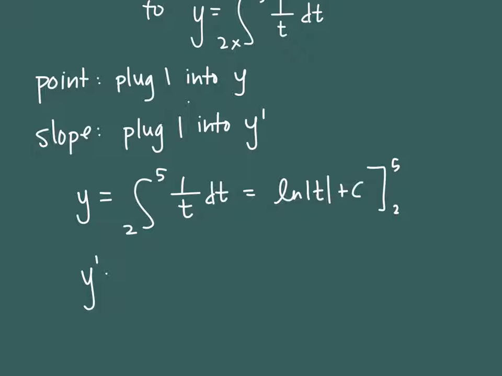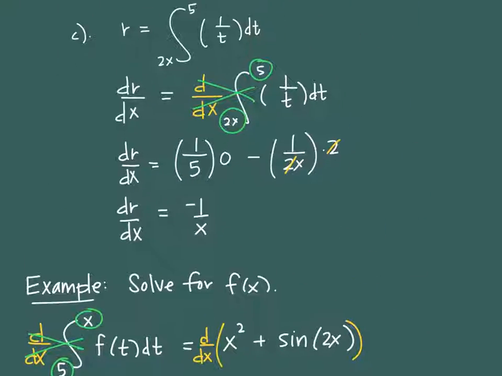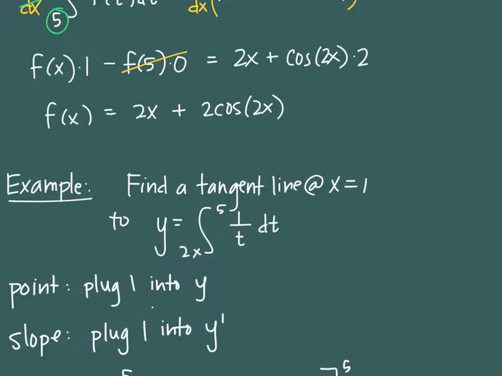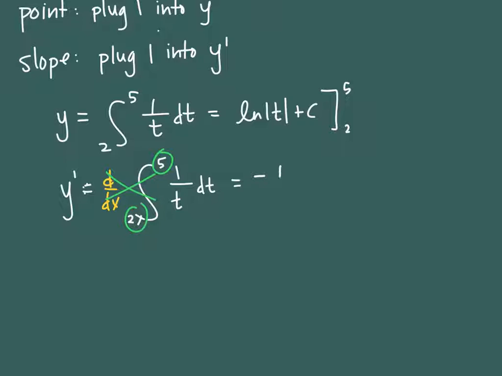To plug into y prime, I'm going to have to do d dx first to figure out what y prime is on the integral from 2x to 5 of 1 over t dt. And so then, okay, this derivative cancels out the integral, but not the bounds. And we actually did this problem just in the letter C previously, so we can scroll up. I already showed it to you. And it turned out to be 1 over x. Right, was that the one? Yep, negative 1 over x. So this is negative 1 over x, and I'm plugging 1 into that. So I get negative 1 when you plug 1 in. So that's how you get your point and your slope.